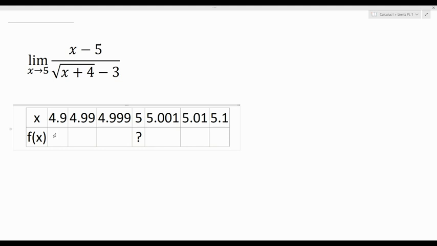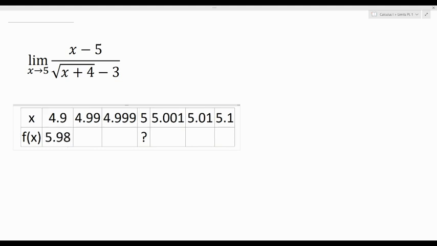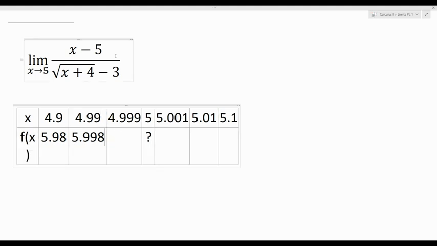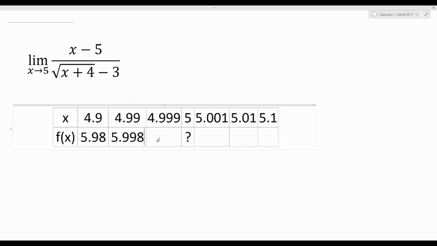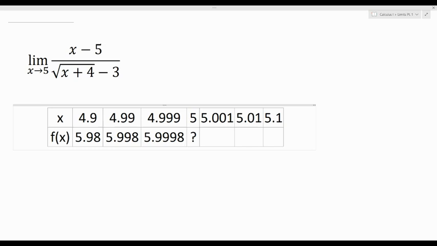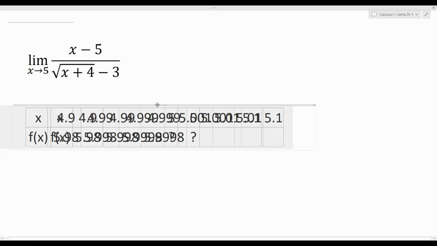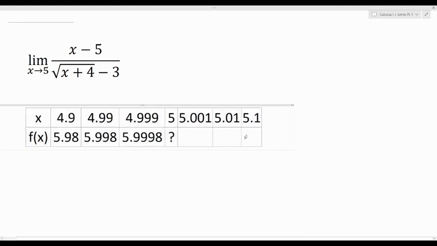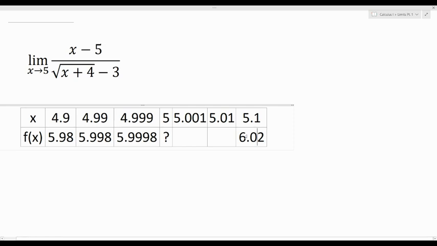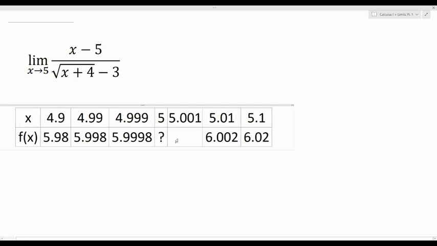If you get your calculator out and you're careful with your order of operations, you'll find out that f of 4.9 is 5.98. Similarly, if you put 4.99 in, you'll get 5.998. Okay, I've done these calculations already so that you won't have to. When you put in 4.999, you get 5.9998. When you put 5.1 in, you're going to get 6.02. When you put 5.01 in, you'll get 6.002. And when you put 5.001, you'll get 6.0002.